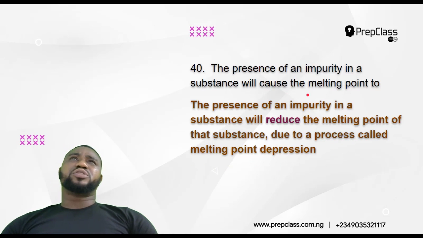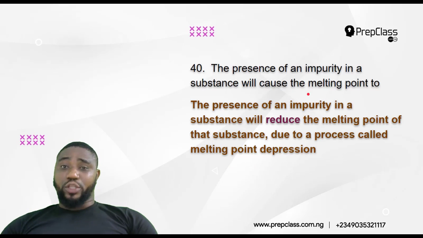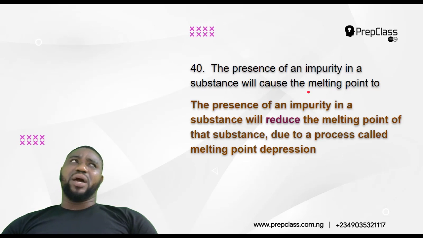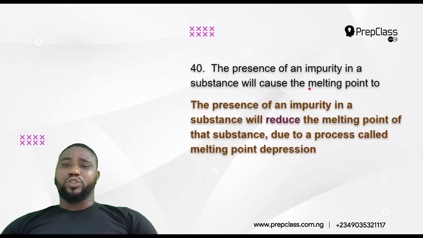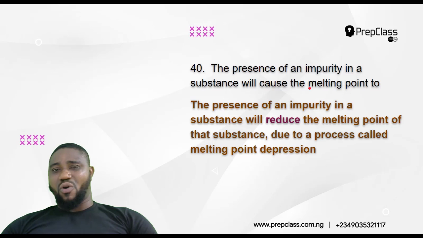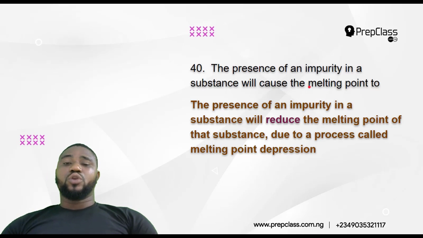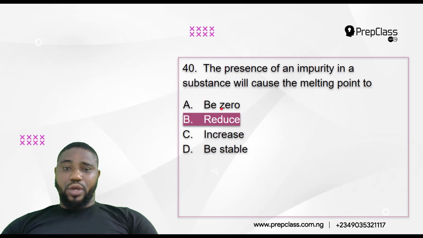Presence of impurities usually increases the boiling point of the substance, and it usually reduces the melting point of the substance. That simply means if the substance should have melted at 0 degrees Celsius, it will melt at a much lower temperature, maybe like -2, -4, -5. So the answer is reduce. Presence of impurities will reduce the melting point of a substance.